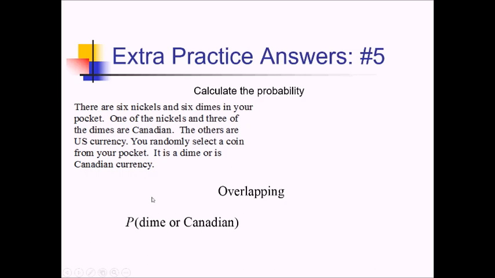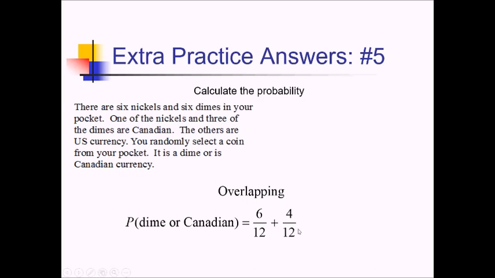Let's find now the probability of a dime or Canadian currency. Let's find the probability of just getting a dime by itself. They said we had 6 nickels and 6 dimes. So our total possibilities, there's 12 coins that we could get. And out of those, 6 are dimes. So we have a 6 out of 12 chance of getting a dime regardless of what country it comes from. Now for the Canadian currency, there's still 12 coins overall. They said 1 of the nickels and 3 of the dimes are Canadian. So 1 plus 3, that's 4 Canadian coins that we have. So we're going to add 4 over 12 for the Canadian currency.